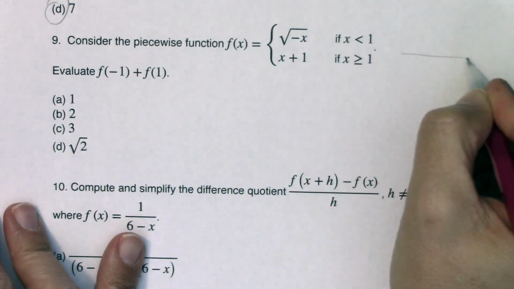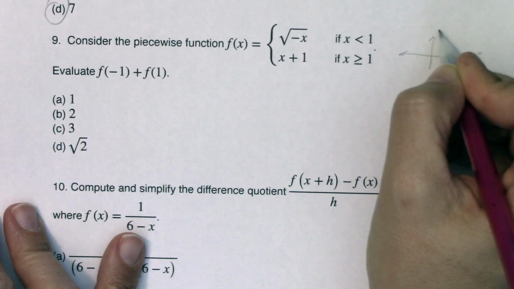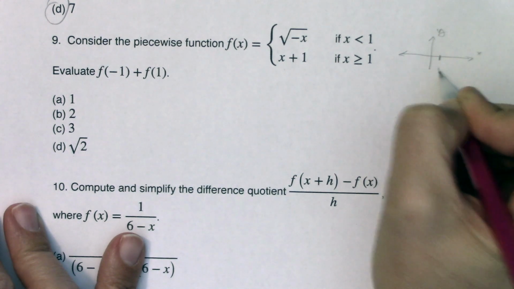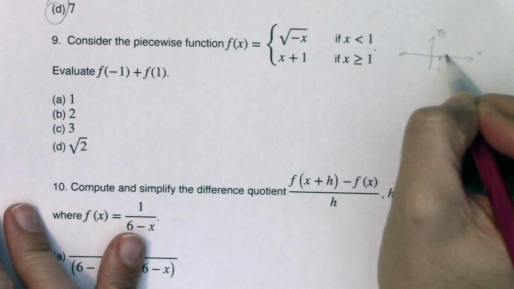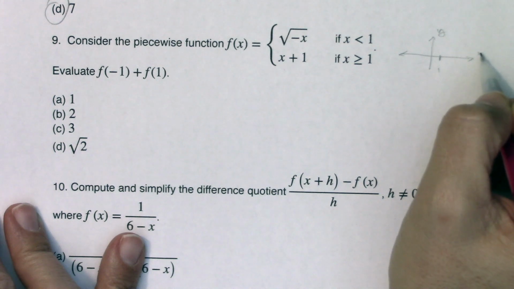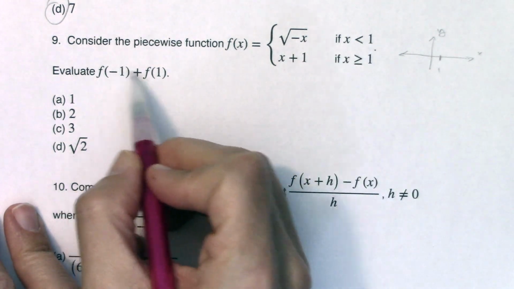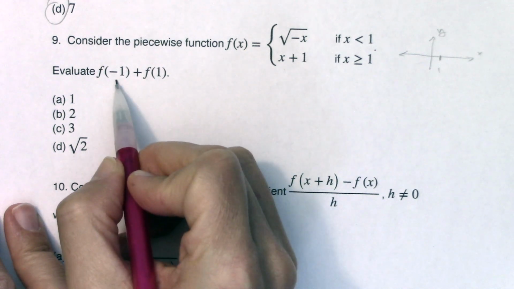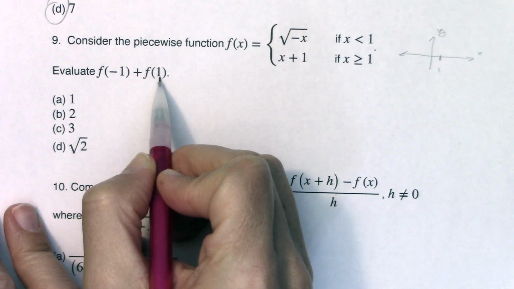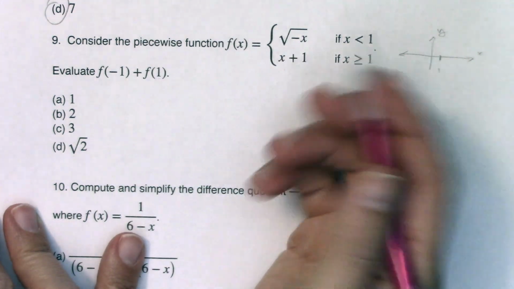And so just kind of thinking about the breaking point, right? If we think about the xy plane, I'm not going to graph both of these, but at x equals 1, there's a breaking point. To the left of this, there's a square root function, and to the right of this, x equaling 1, there's a linear function. So let's evaluate f of -1 and f of 1. Find what those two y values are, and then add them together and see what we get.